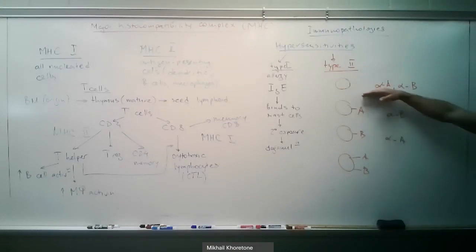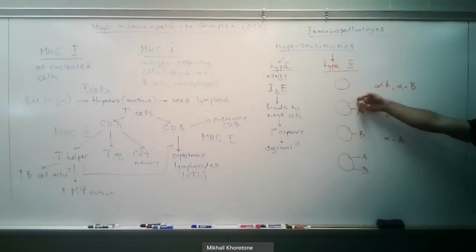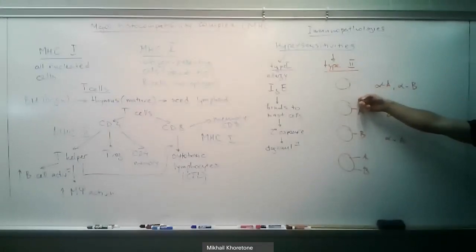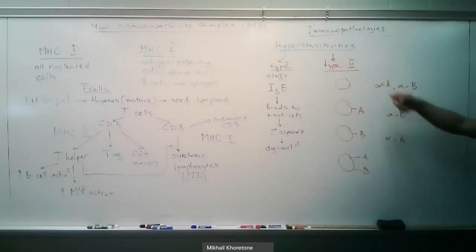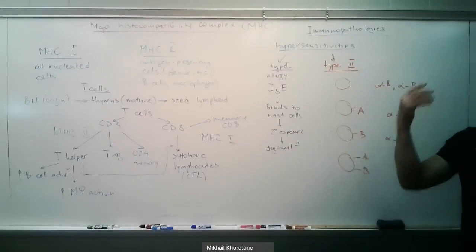These folks, like you and I, what can we get? We can only receive blood type O. Okay? People with A can receive A and O. People with B can receive B and O. And people with AB can receive any blood type.